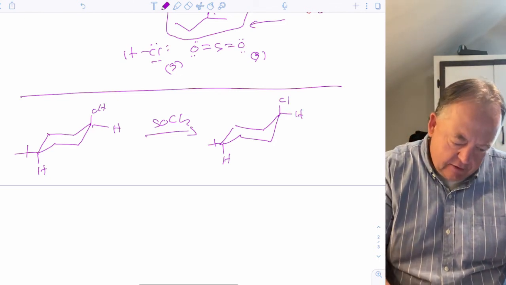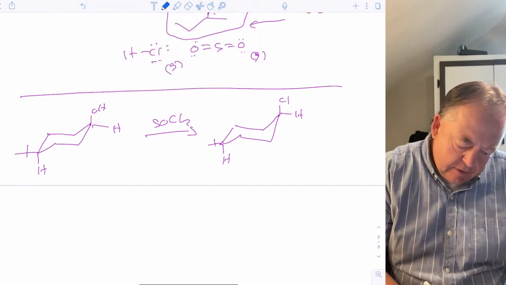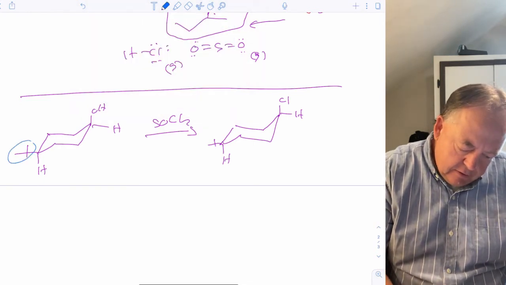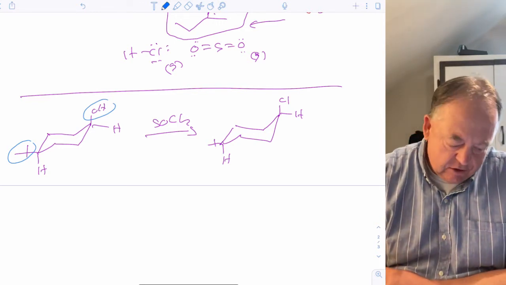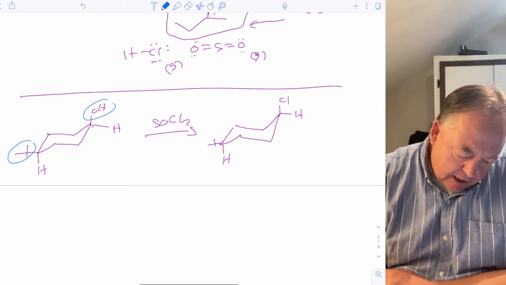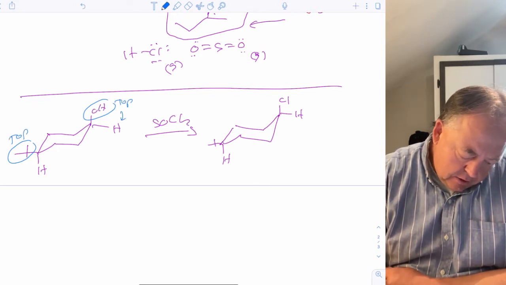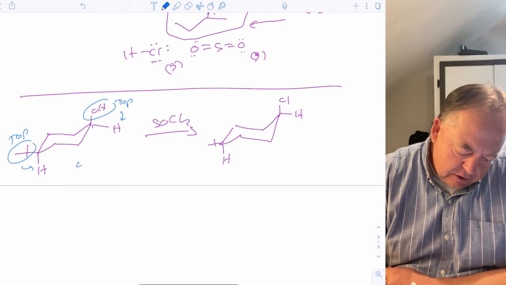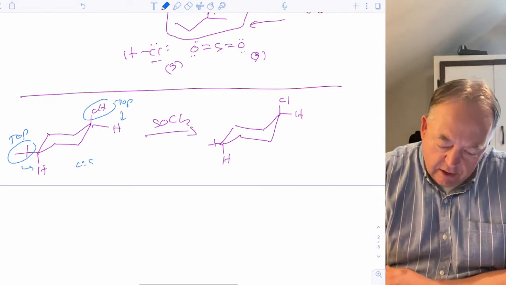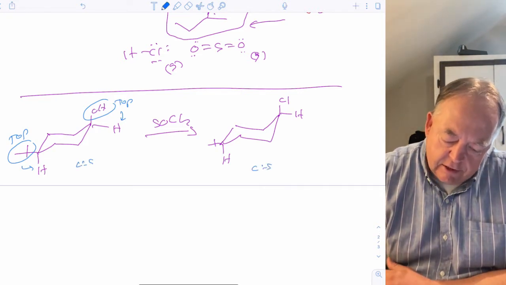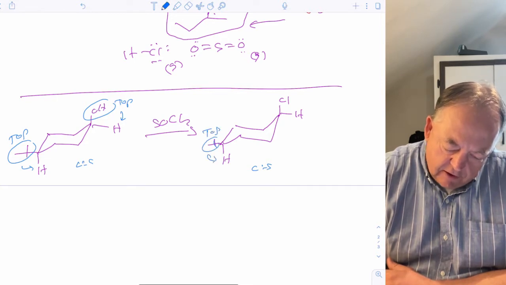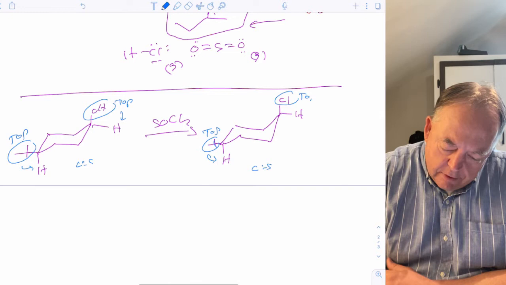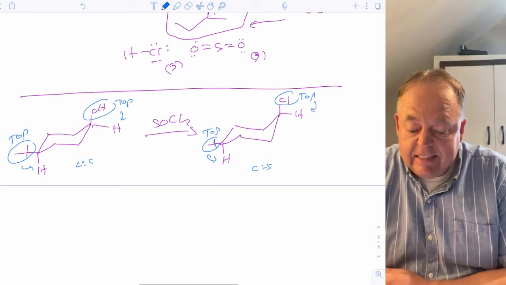So in this case, if you started with the cis isomer, so if it's been a while since you took organic 1, if you don't remember how to figure out cis and trans, right, OH is on top of hydrogen, and tert-butyl is on top of hydrogen, so this would be the cis isomer that you start with, and you ended up with the cis isomer, right? So tert-butyl is still on top of hydrogen, and chlorine's on top of hydrogen, so that's a cis product that you made.